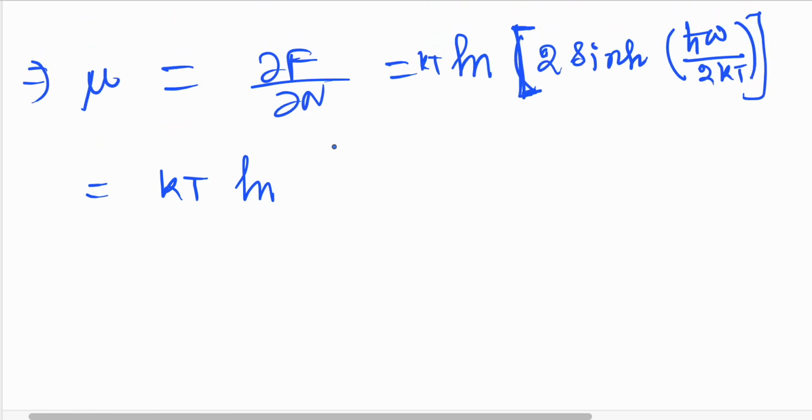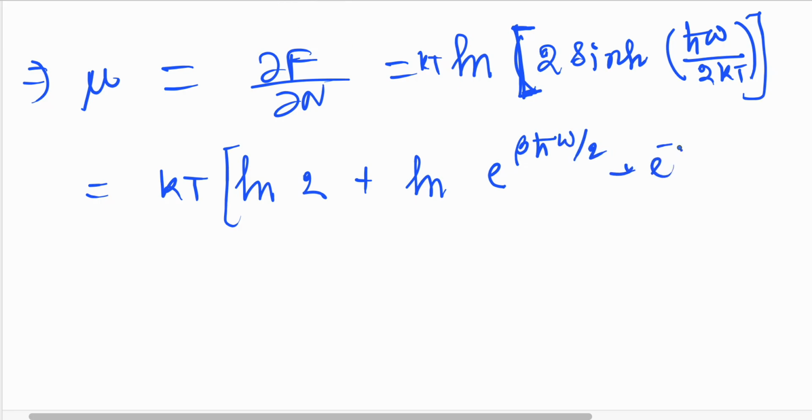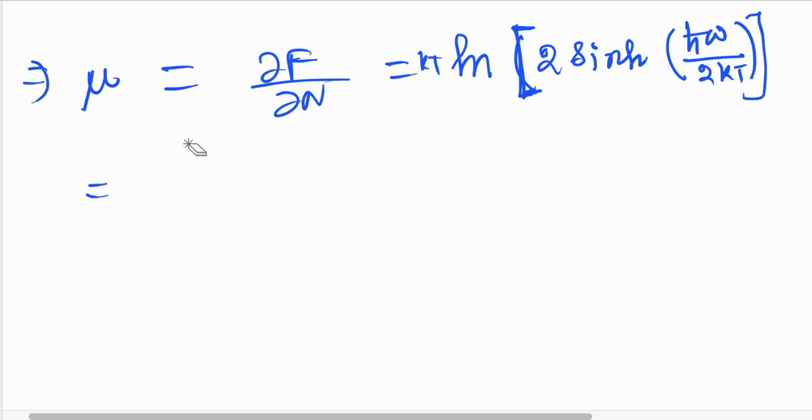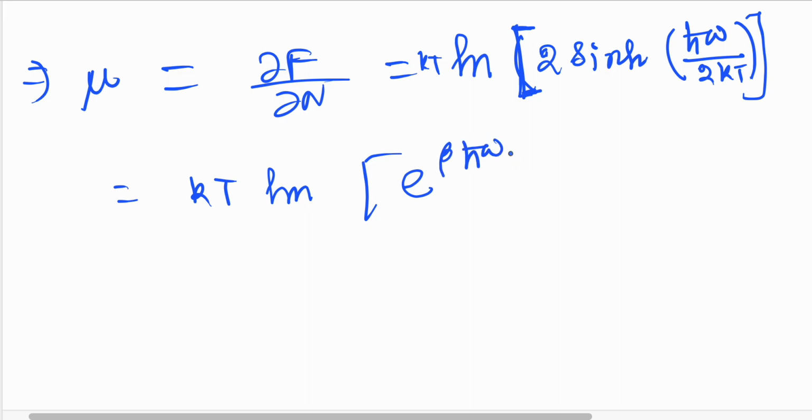So kT ln 2 plus ln e to the power beta h cut omega by 2 minus e to the minus beta h cut omega by 2, divided by 2. So these two cancel, so it will look like kT ln of e to the power beta h cut omega by 2 minus e to the minus beta h cut omega by 2.